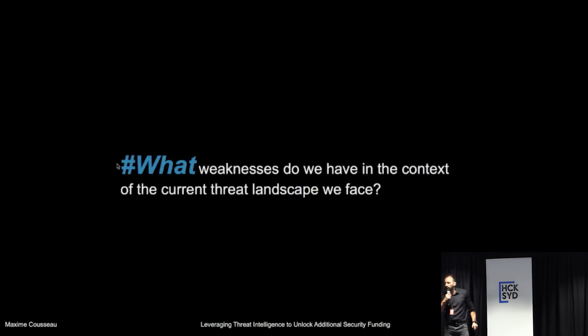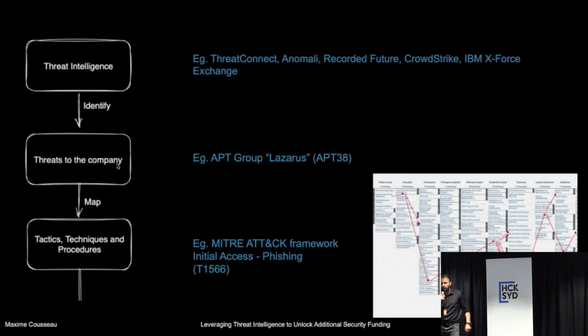All right, so what weaknesses do we have in the context of the current threat landscape we face? Very important question. So I'll be using threat intelligence here to identify threats to the business. There are different platforms you can use: ThreatConnect, Anomali, we've got Recorded Future, CrowdStrike, and many more, I'm sure. But the idea here is that you access some sort of intelligence. It could be reports, it could be any kind of intelligence, but the goal is to identify threats to the business.